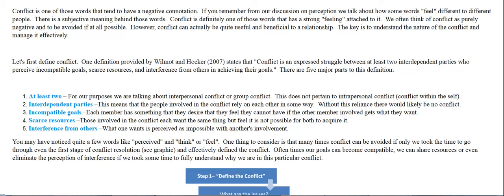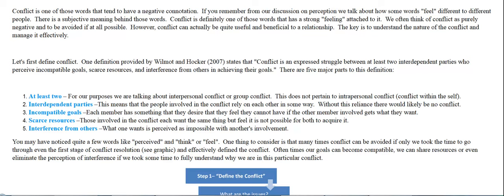Now, one definition, because there are many, was provided by Wilmot and Hawker, and this states that conflict is an expressed struggle between at least two interdependent parties who perceive incompatible goals, scarce resources, and interference from others in achieving their goals. And this is a pretty good cohesive definition of conflict that you could find in virtually any communication textbook or research paper.